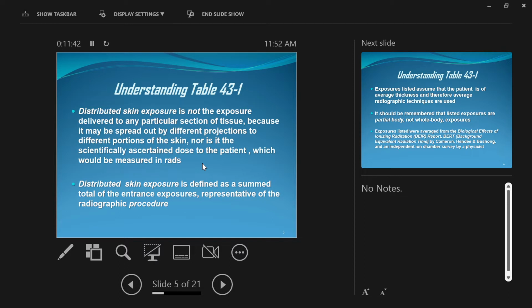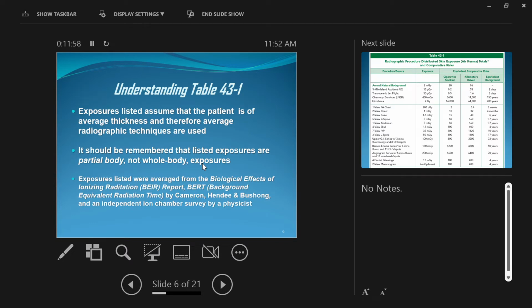So distributed skin exposure just means that there's an exam that requires several X-rays. Basically, we sum over all of the entrance skin exposures for all of the images for that procedure, and that's going to represent the total exposure for the procedure. All these exposures listed assume that the patient is of average thickness, and therefore average radiographic technique is used.